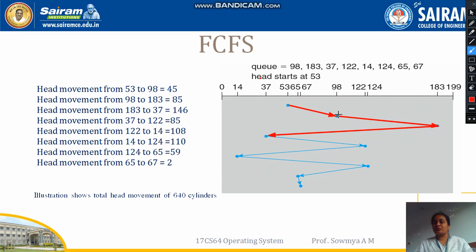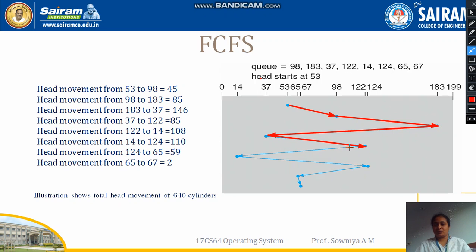Then it has moved from 98 to 183. Head movement from 98 to 183 takes 85. So 183 minus 98, it has moved 85 movements. So after 183 it has moved to 37. From 37 it has moved to 122.